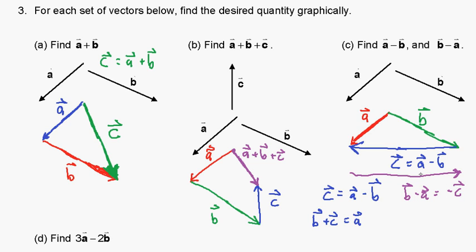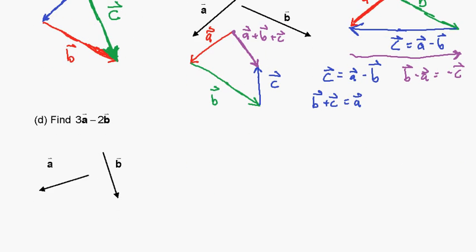Okay, so last one is 3a minus 2b. Getting super tricky here, right? So to find 3a minus 2b, first we've got to find 3a. If you're multiplying a vector by an integer, it's really easy because you just stack up however many copies of that vector you need. So there's an a.